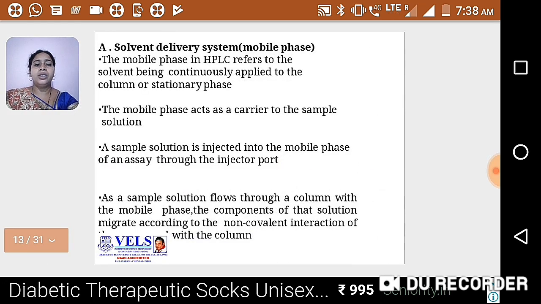Coming to the parts of HPLC. First one is the solvent delivery system, also called the mobile phase. The mobile phase in HPLC refers to the solvent being continuously applied to the column or stationary phase. The mobile phase acts as a carrier to the sample solution. A sample solution is injected into the mobile phase of an assay through an injector port. As the sample solution flows through the column with the mobile phase, the components of that solution migrate according to the non-covalent interaction of the stationary phase with that of the column.